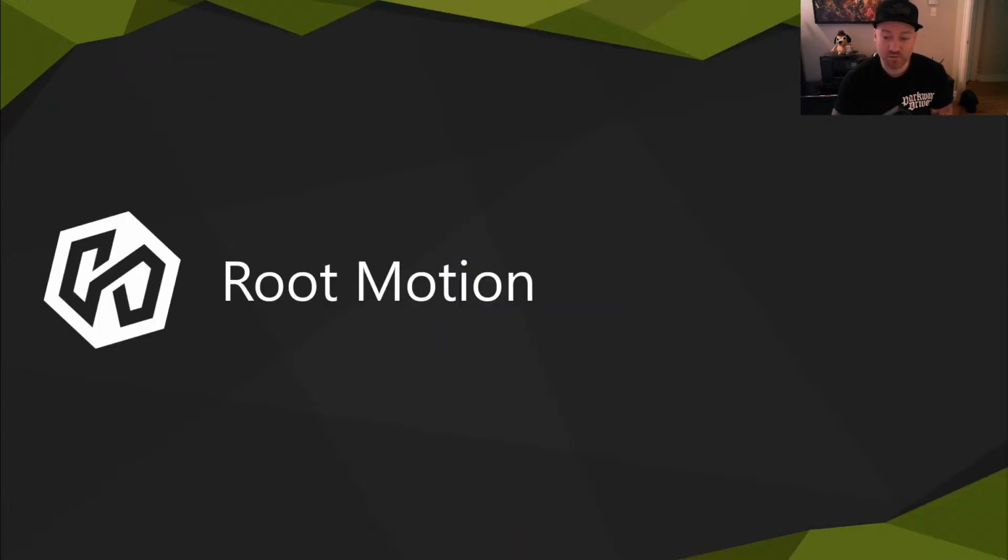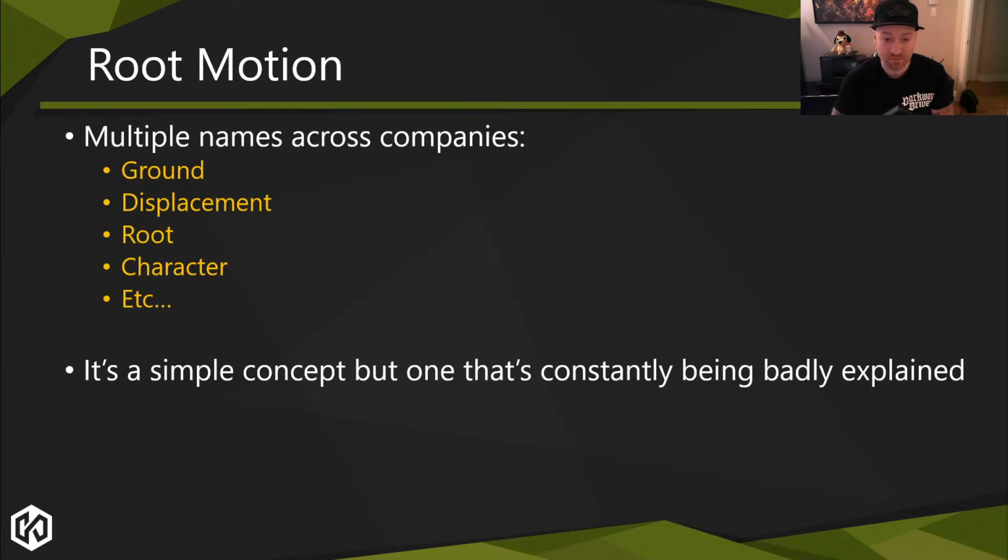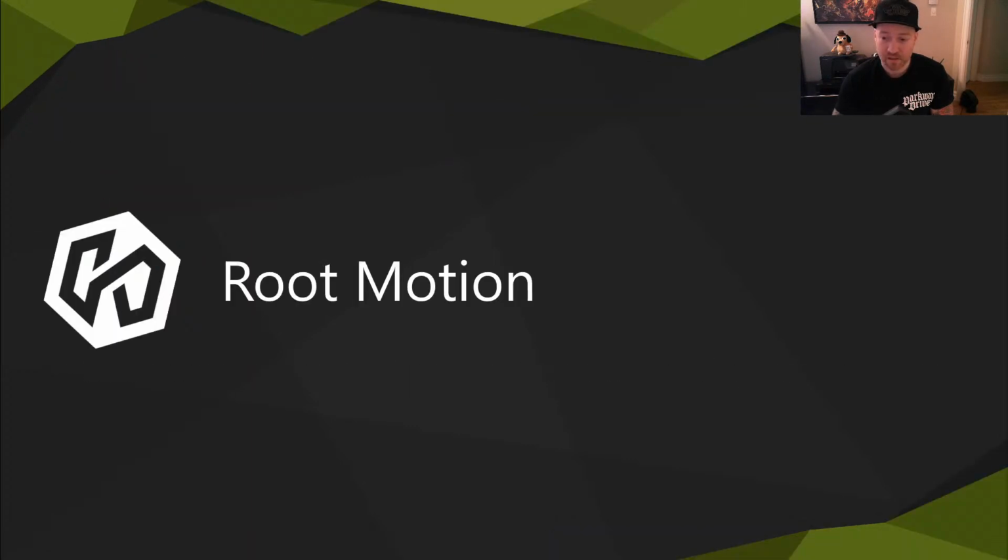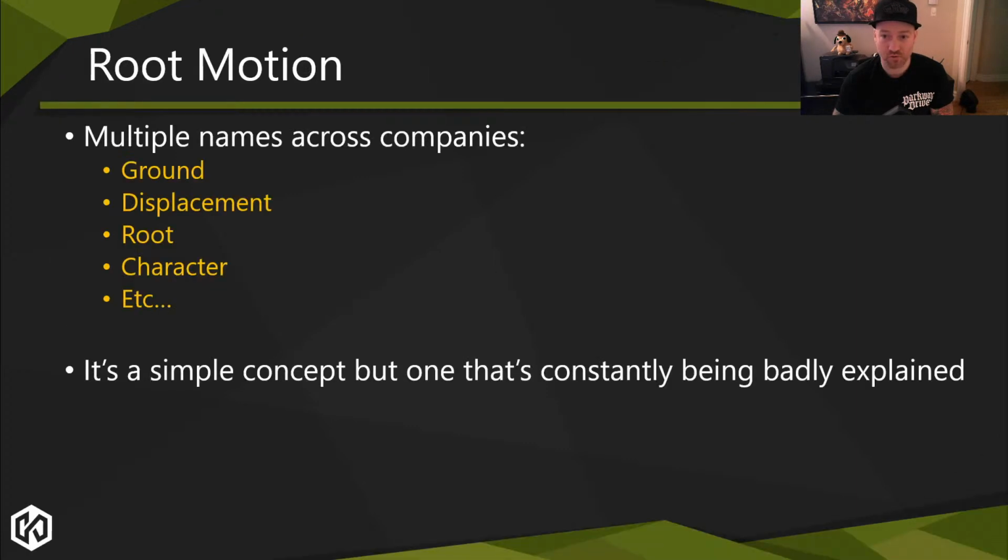Cool. So root motion, and this is the topic that I think is the most confusing for everybody. Every company I've been in, every place I've been in, this has always been the one concept that confuses people the most. And I think fundamentally it's because a lot of programmers themselves don't understand it. And so when they try to explain it, they butcher it. And so it just makes things way more confusing than it needs to be.